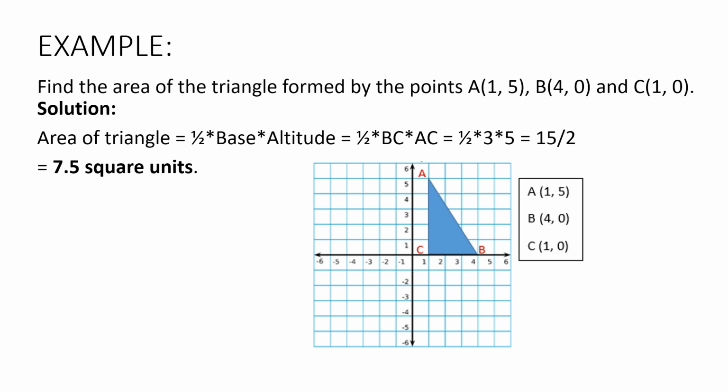Next example. Find the area of the triangle formed by the points A 1, 5, B 4, 0 and C 1, 0. First of all, just visualize the points.